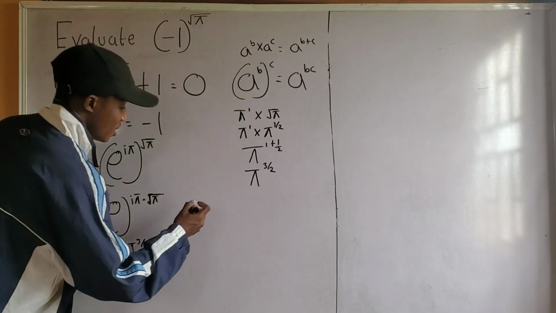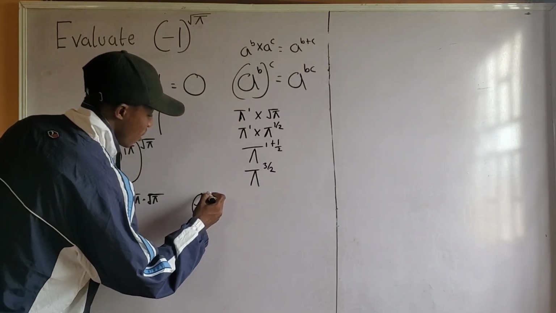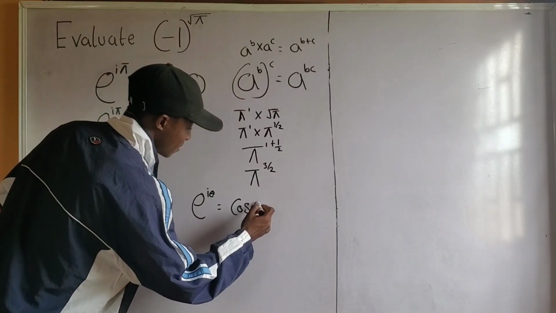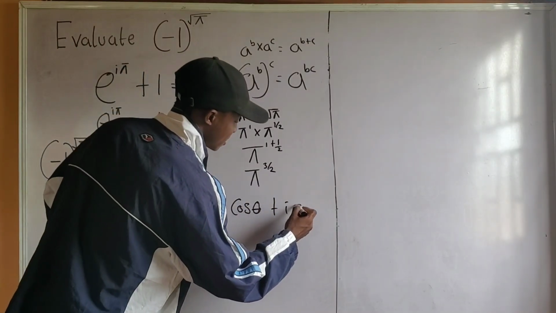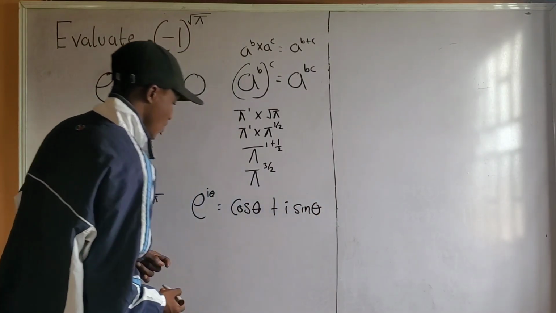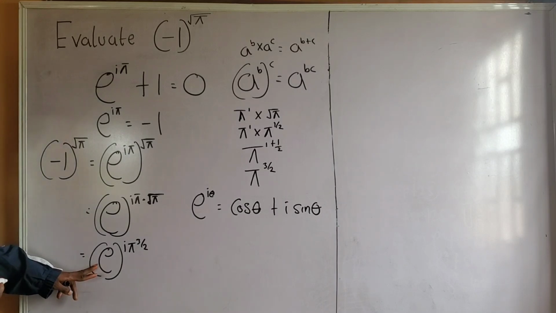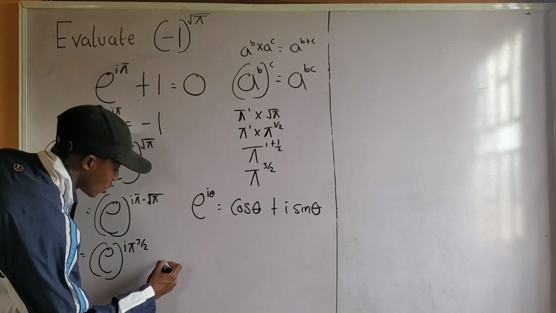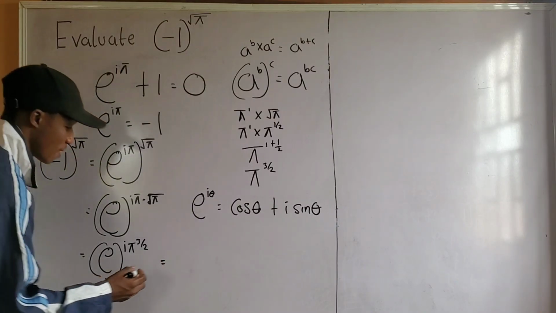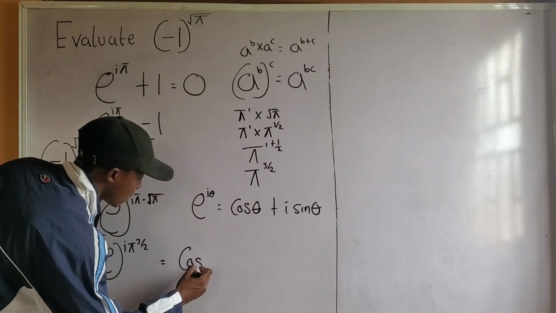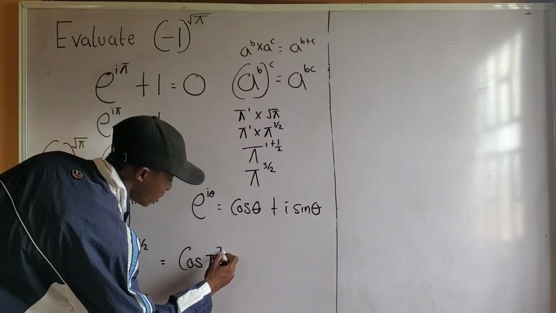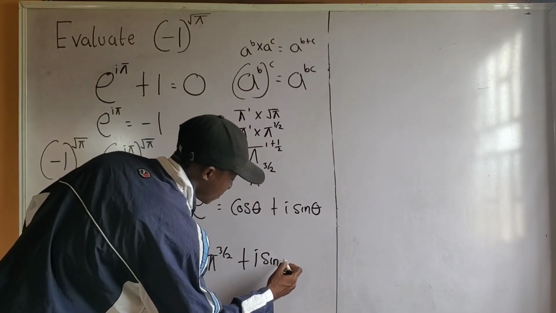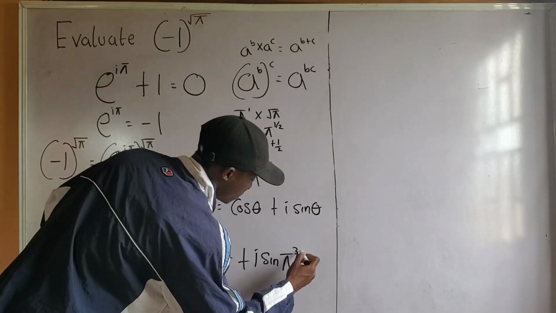Now listen to me. Recall that if you have e to the power of i theta, this can be written as cos theta plus i sine theta, right? So now we have e to the power of i pi to the power of 3 over 2. This will be equal to cos pi to the power of 3 over 2 plus i sine pi to the power of 3 over 2.